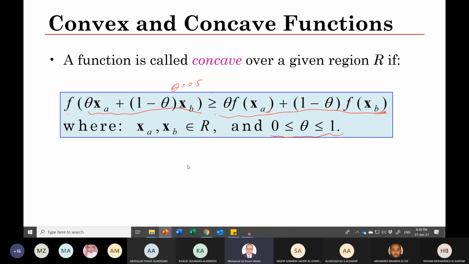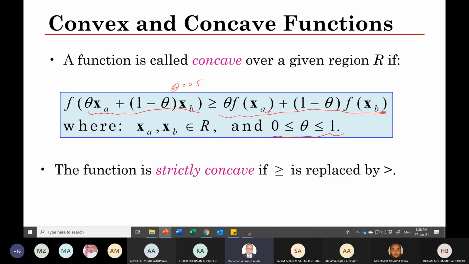So in this case, this is the definition of the concave function. And the function is strictly concave if this is replaced by greater, only greater, not greater or equal. So we exclude the equality. If you take any two points, you will find the function is higher than the interpolation here. Is it clear?